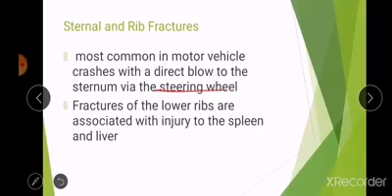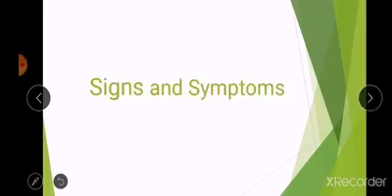Fractures of the lower ribs are associated with injury to the spleen and liver. Kasi yung ribs natin sa baba, ang pinoprotect niyan is the liver on the right area and of course spleen on your left area. So pag may mga fractures sa part na yan, dapat na-assess din yung mga organs na naka-align on those ribs.